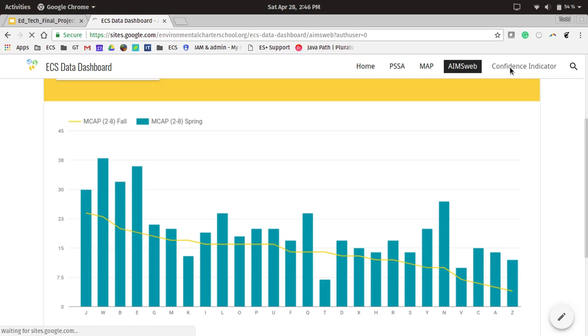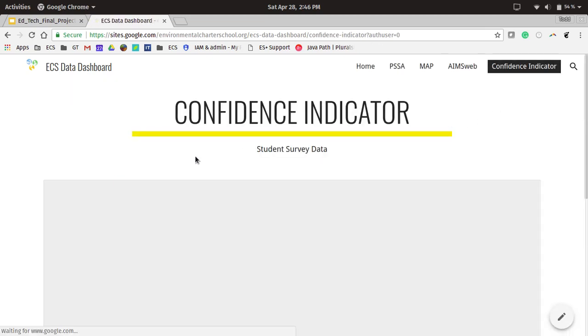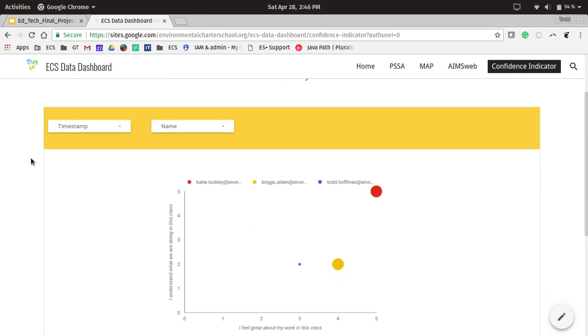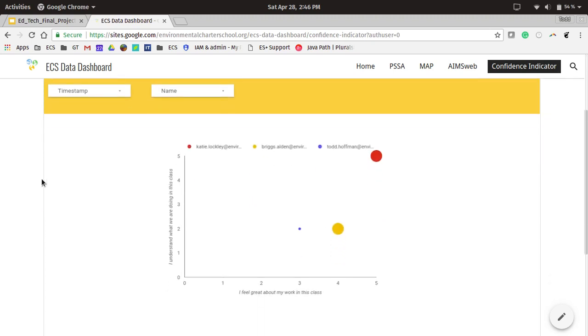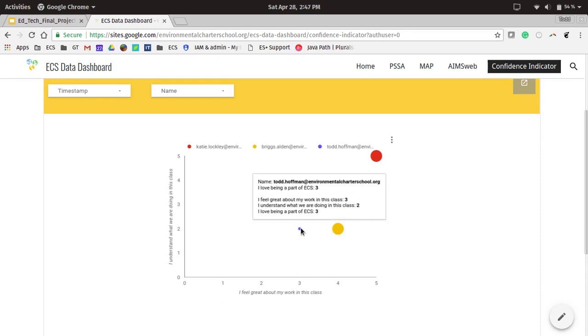The final piece I'll show you here is the confidence indicator. This is a student survey. So students are given this survey, and they're asked 3 questions. One is indicate on a scale of 1 to 5 for each one of these. First question is, I feel great about my work in this class. Second one is, I understand what we are doing in this class. And the third one is, how do I feel about my place in the school community? And you'll see bubbles for different students placed here on the graph. The smaller the circle, the less good they're feeling about being part of the school environment.